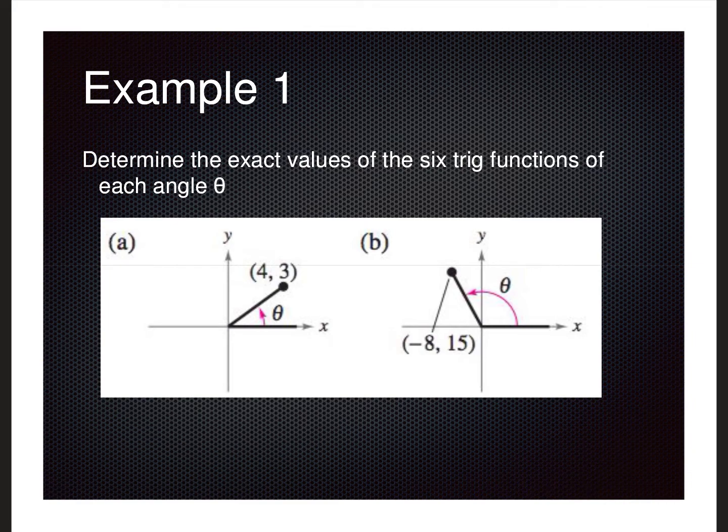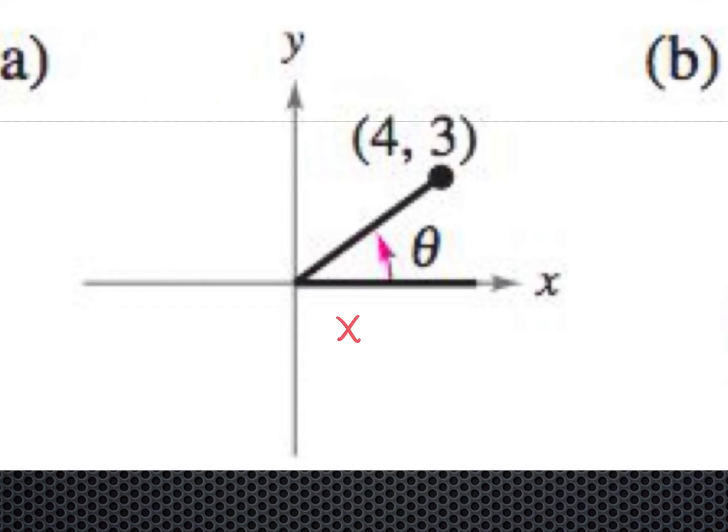So when you're given a picture, find all 6 trig functions. You guys have done this. We've already done this a million times. What do I know in letter A? What have they already told me? What 2 values do I already know? I already know that my x value is 4. My y value is 3. Correct? Now, how do I find the r?